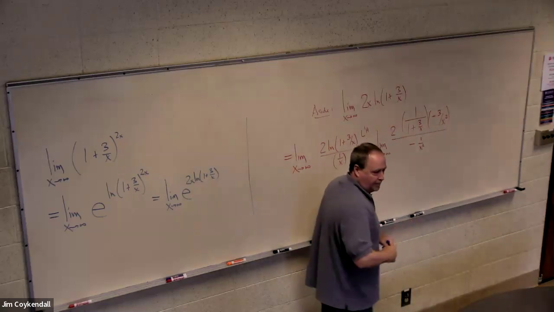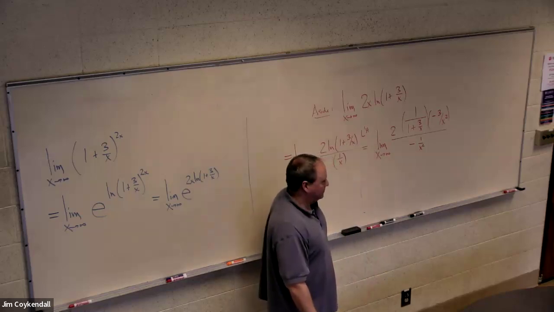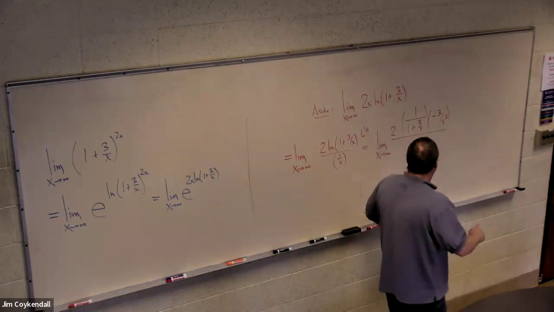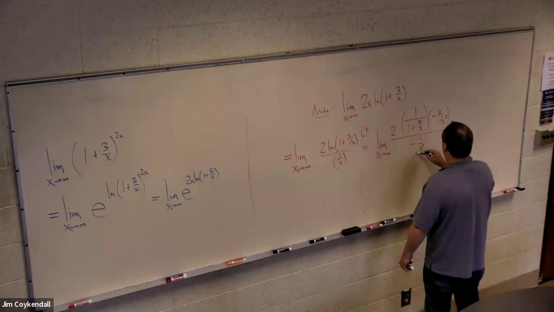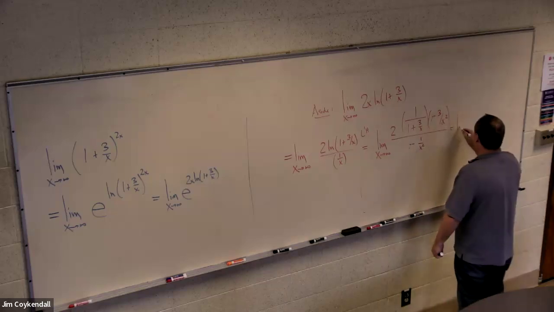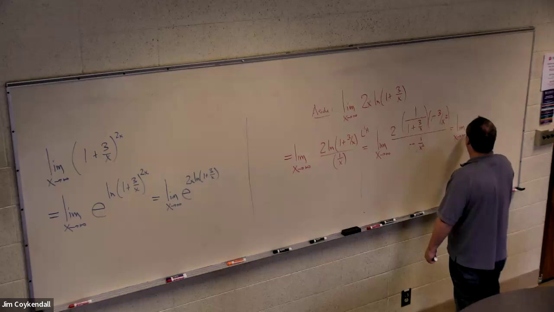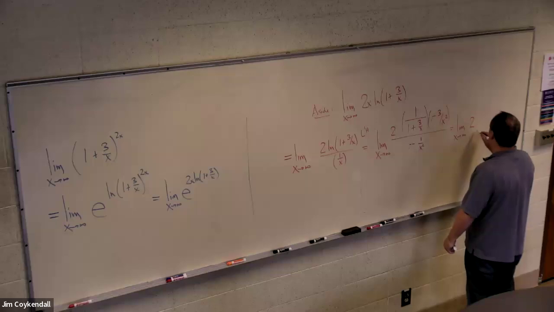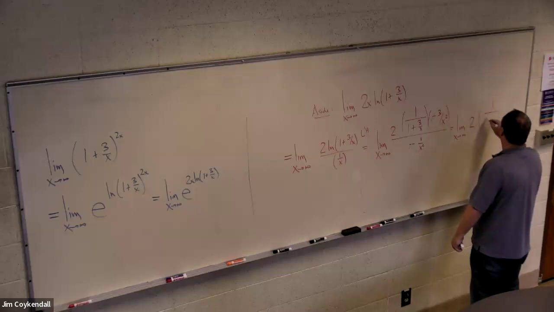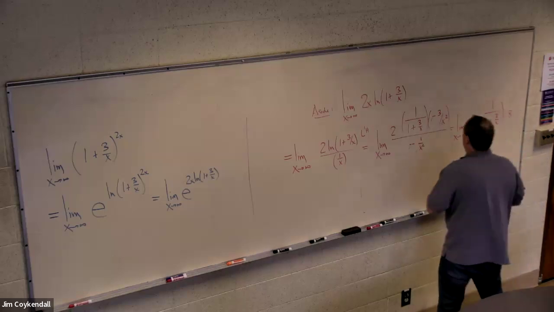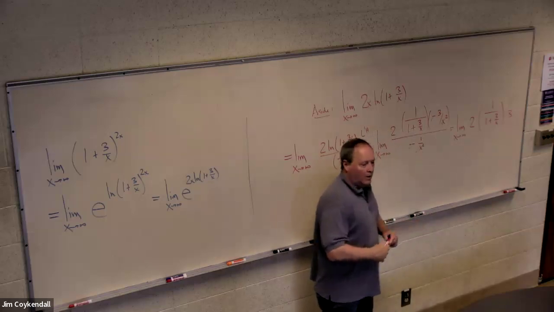Okay. Notice that the minuses can cancel and the x squareds can cancel. And this leaves me with the limit as x goes to infinity of 2 times 1 over 1 plus 3 over x, times 3. All that. What is that limit?